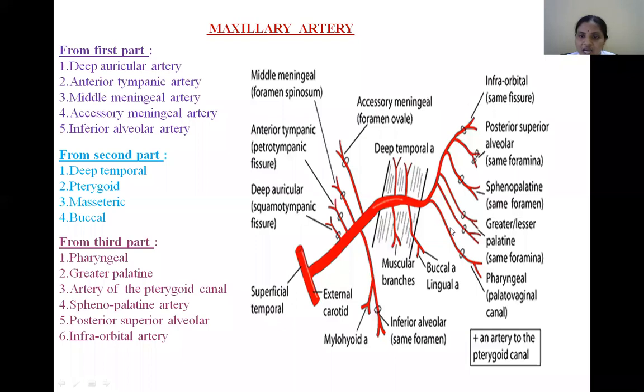And the third part is the pterygopalatine artery, as it is present in the pterygopalatine fossa. But here you see all these branches, posterior, first above downwards. If you see the branches, this is the posterior superior alveolar artery. I will show you in the next diagram. So first you see what these branches are: posterior superior alveolar artery, sphenopalatine artery, greater or lesser palatine artery, then pharyngeal branches.